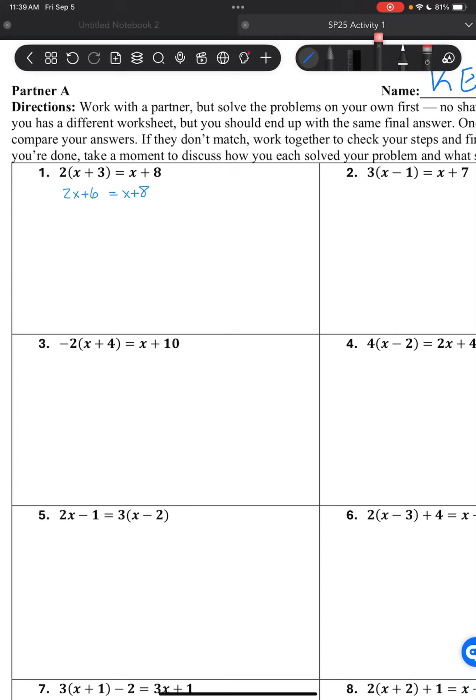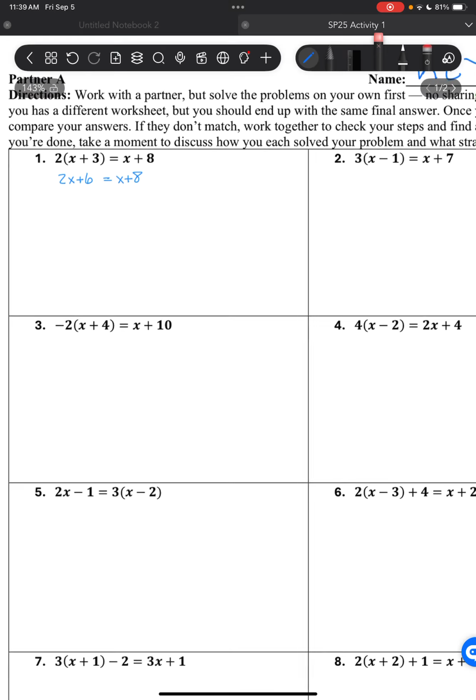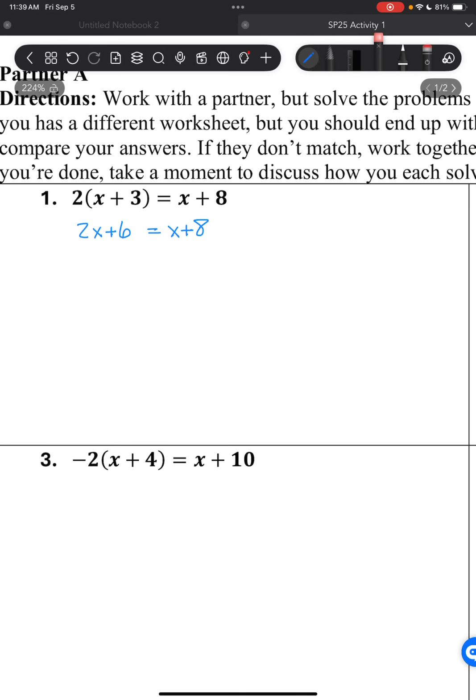This is our first activity, activity 1 for spring of 2025. This is the partner A, partner B activity, so we're just going to jump in. The idea is to solve for x for each equation, and then partner A and partner B should be getting the same answers, but I'm just going to go through them. We don't need to check back and forth since we're just working on it.